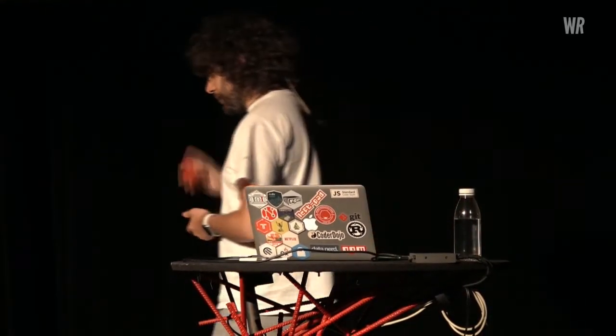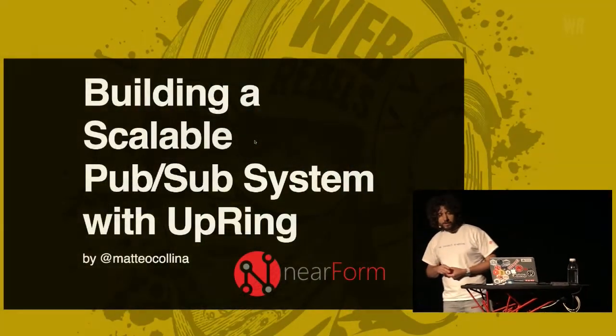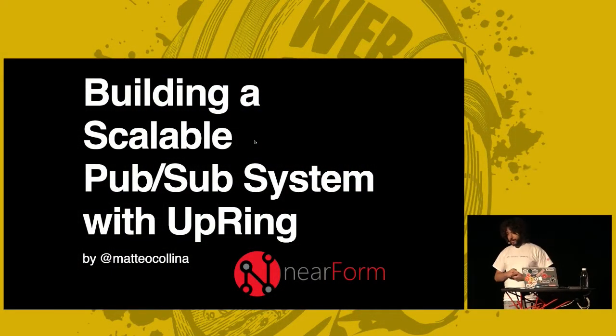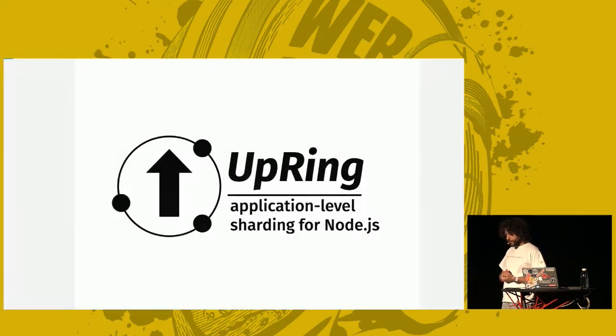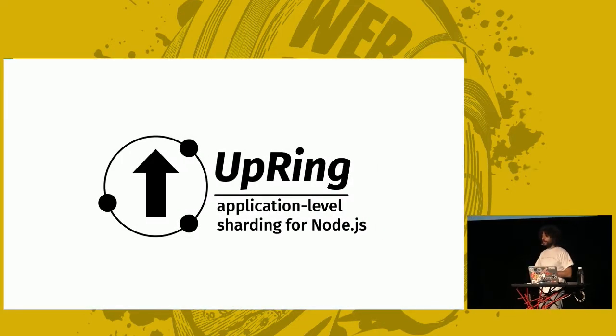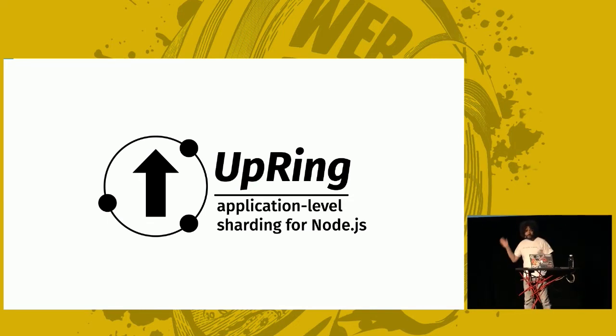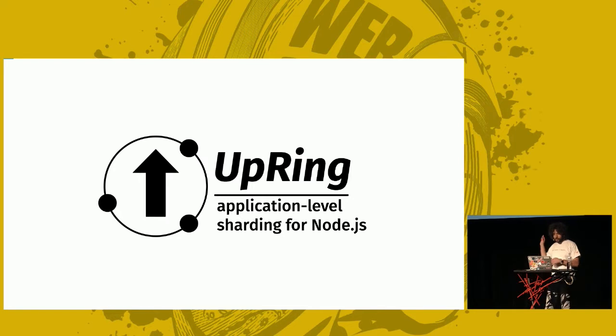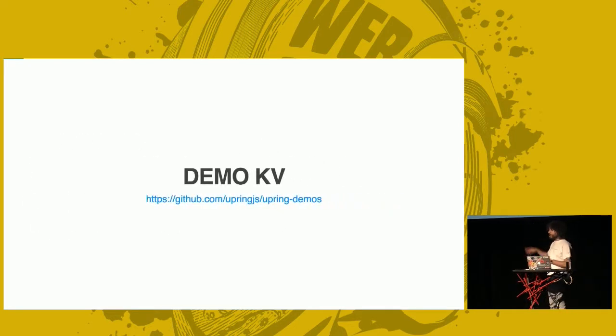Anyway, today I will talk about this project I've been working on for some time called UpRing. What is UpRing? UpRing is a framework for doing application-level sharding for Node.js. What does this mean? Doesn't matter, really. So instead of talking about the framework, I will start giving you a demo. There's some code there, so you can try it on your own.